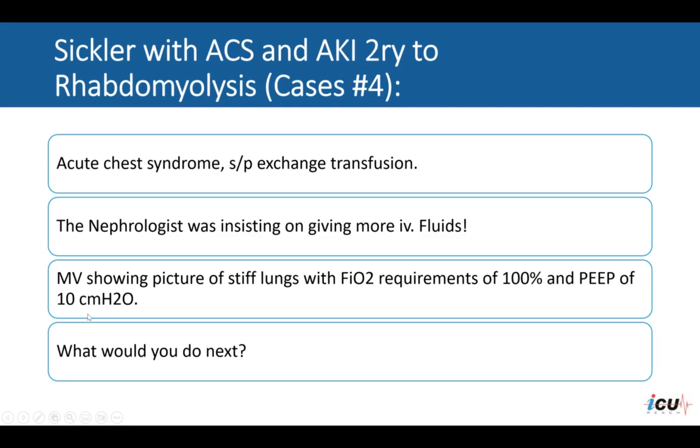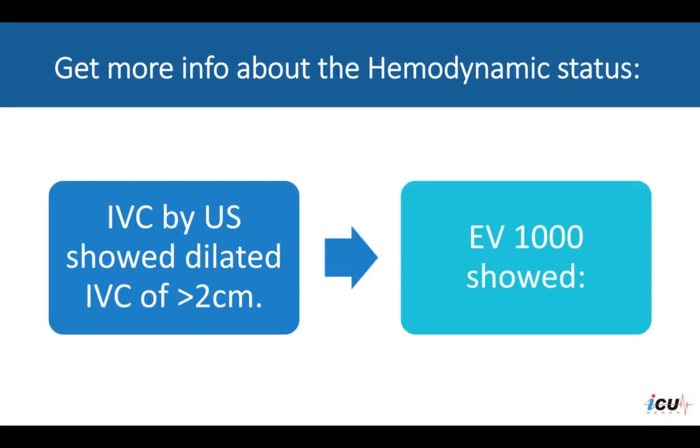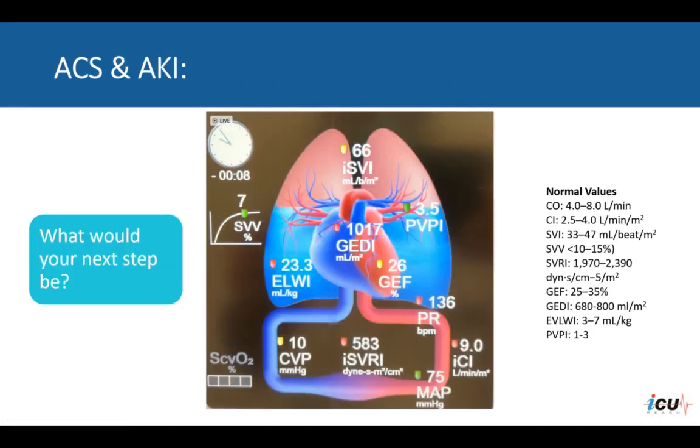So in order to make appropriate decision, you decided that you want to do a transpulmonary thermodilution. Before you did that, you looked at the IVC diameter, and by ultrasound you find that the diameter is more than 2 centimeters. That's why, in order to get more data, you decided to put transpulmonary thermodilution device. And the device showed the following.